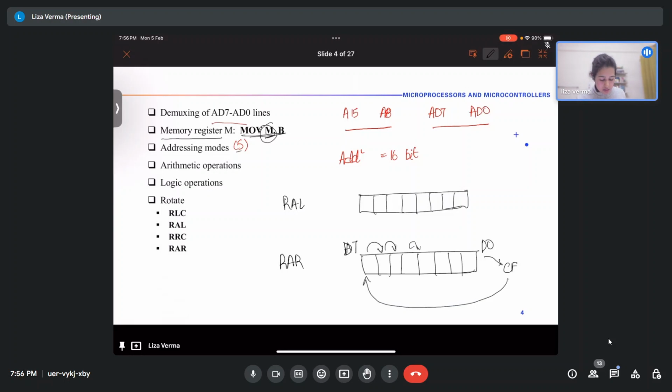Yes, this was understood. So what will happen in RAL? This is D7, this is D0. Everything will move leftwards, goes to D1, D2, D3, D4, D5, D6, D7. And here is the carry flag. Where will D7 go? Both CF and D0, or just CF, or just D0?